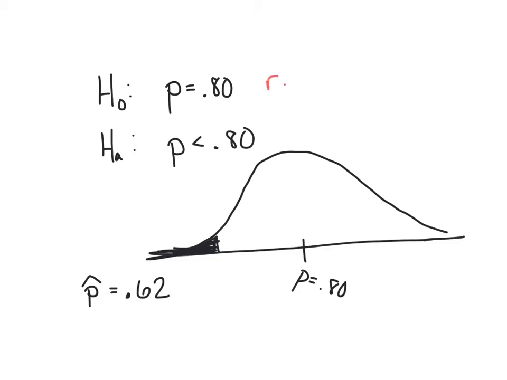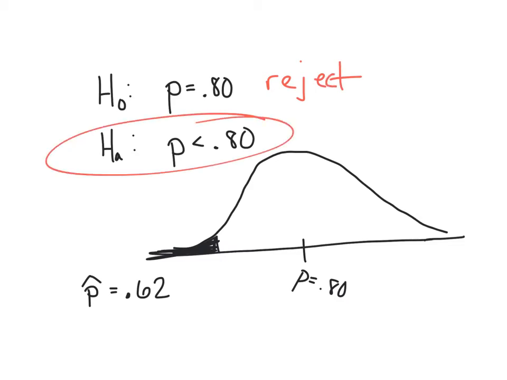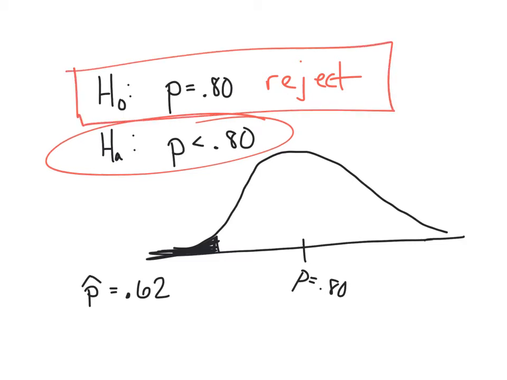We're going to reject our null hypothesis and say we have convincing evidence for the alternative. But if it's not rare enough, then we have no choice but to fail to reject our null hypothesis. So how rare is rare enough? Well, that leads me to talk about my significance level.